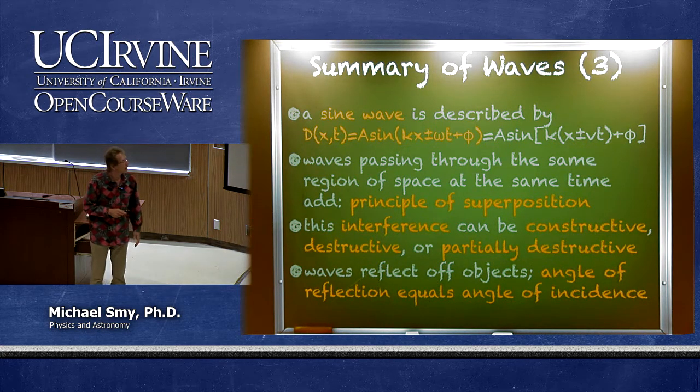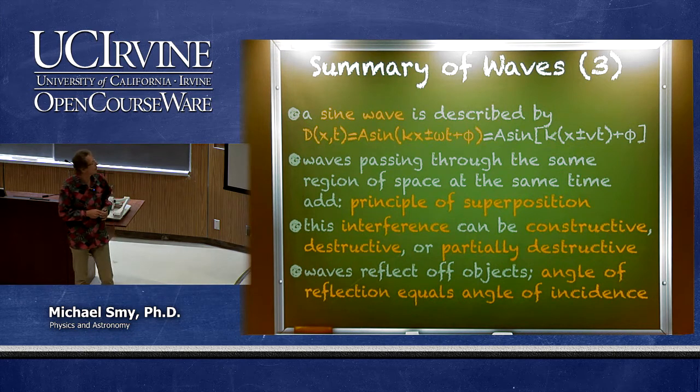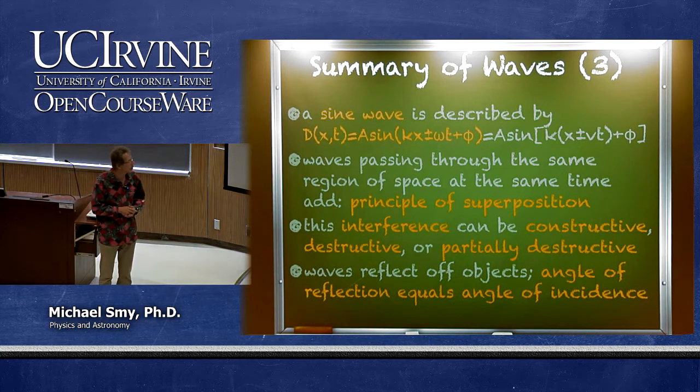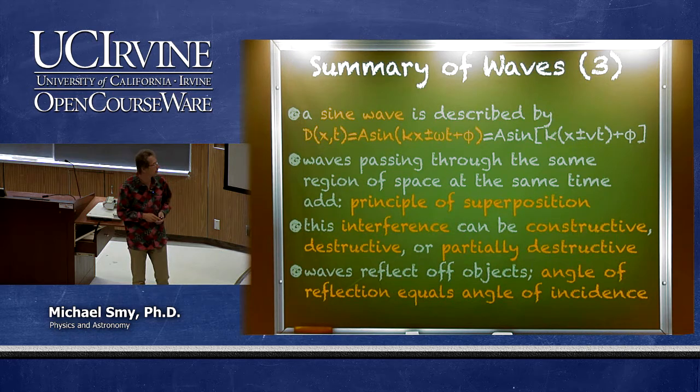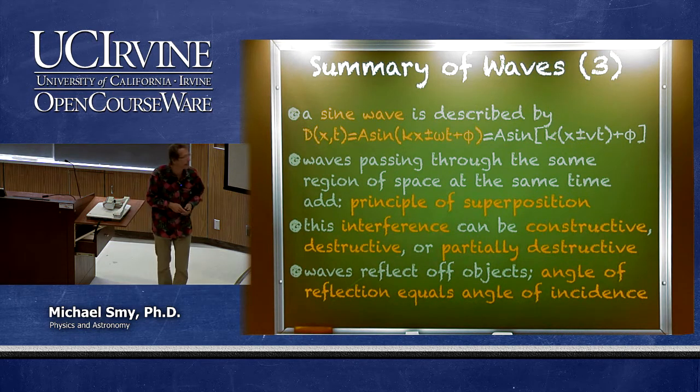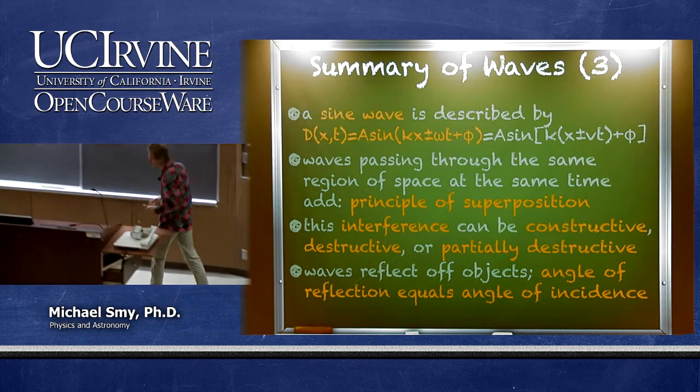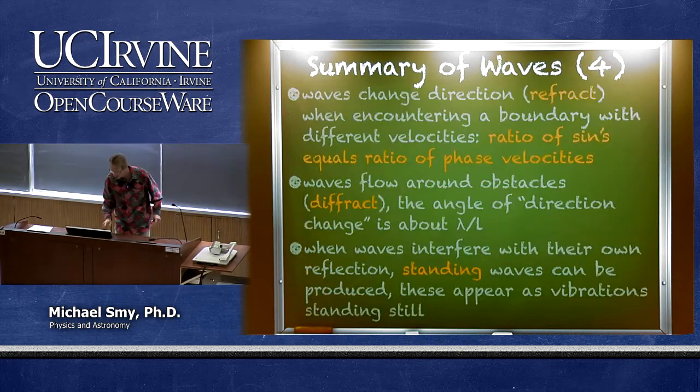And waves that pass through the same region of space at the same time, they add. That's the principle of superposition. This is also called interference, and it can be constructive, destructive, or partially destructive. And if waves encounter objects, they reflect off those objects, and the angle of reflection equals the angle of incidence. That's the law of reflection.